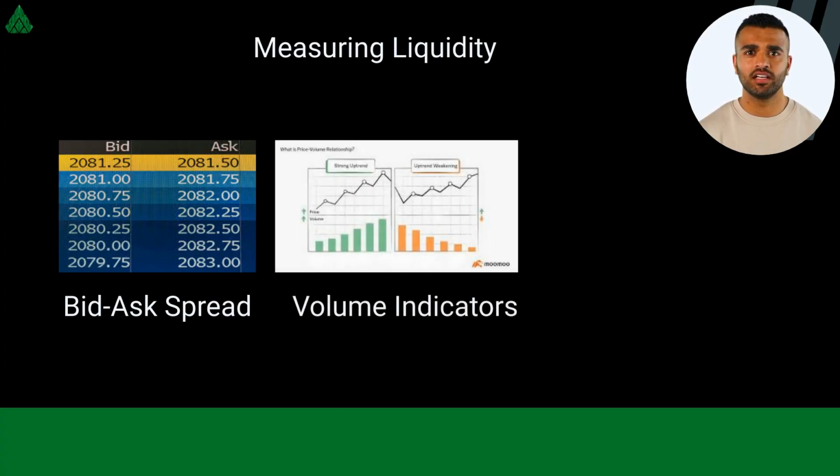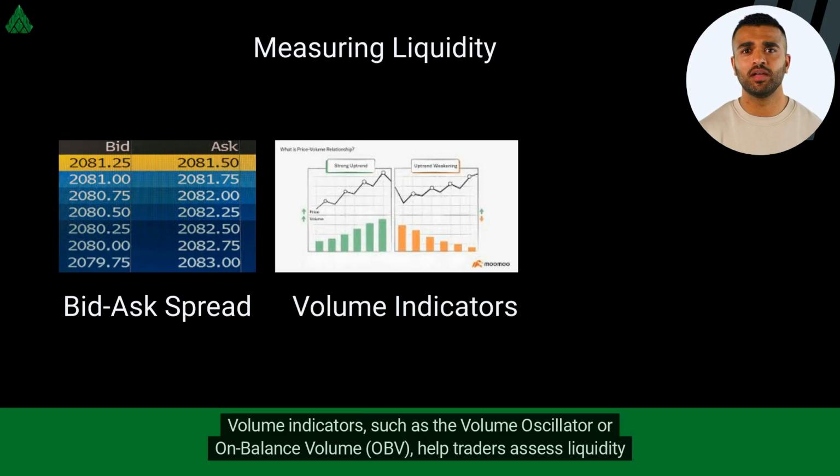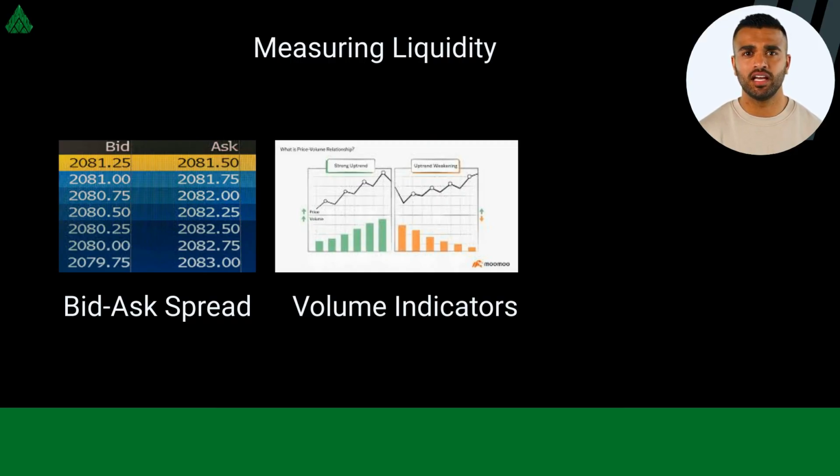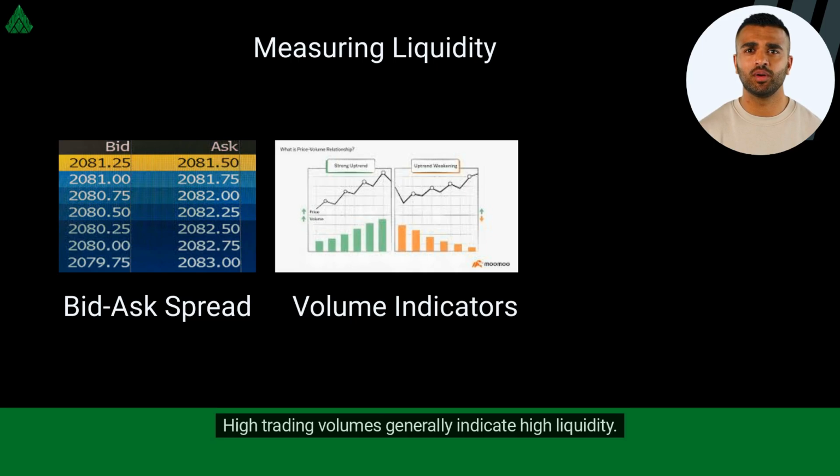Volume indicators. Volume indicators, such as the volume oscillator or on-balance volume (OBV), help traders assess liquidity by tracking the number of shares or contracts traded over a specific period. High trading volumes generally indicate high liquidity.